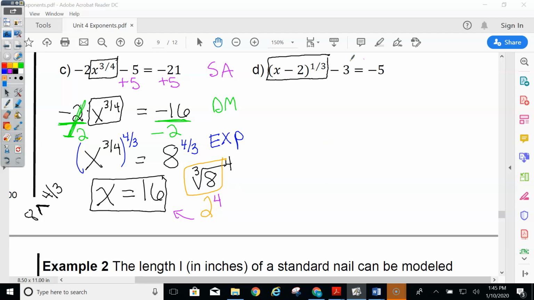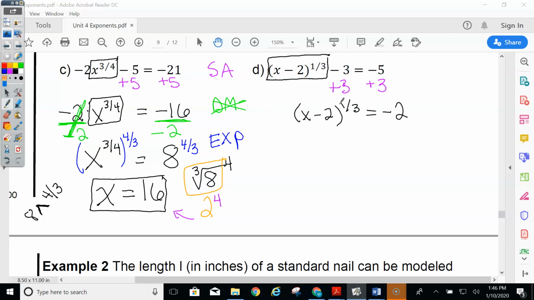All right, so last one. This time we want to add the negative 3 on the outside. Or sorry, we want to move the 3 by adding it to the other side because it's a negative. So we're going to end up with parentheses x minus 2 to the 1/3 equals negative 2. So you subtract: negative 5 plus 3 is negative 2. Now again, this time, there's nothing to multiply or divide by, so I don't need to do this step because there's not a number in the front. I can go straight to the exponent step.